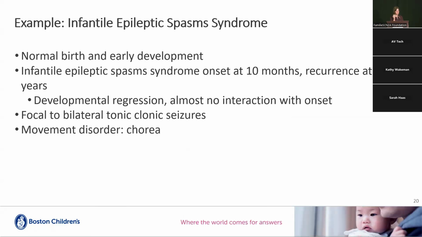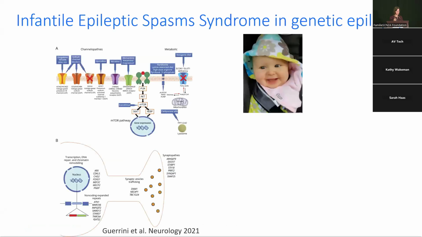So infantile epileptic spasm syndrome, just one other example: a baby who had normal birth, normal early development, but then started with seizures at an older age, at 10 months, with epileptic spasms, had some control and then recurrence at 3 years. There was developmental regression with almost no interaction at the onset of those epileptic spasms. And then subsequent seizure types have been more focal, starting on one side and evolving to full body stiffening, shaking seizures. And that individual has a severe choreoathetosis movement disorder as well. So this is more one of those intermediate syndromes with a probably mixed impact on the channel.